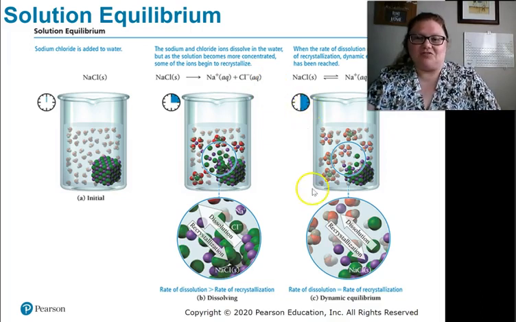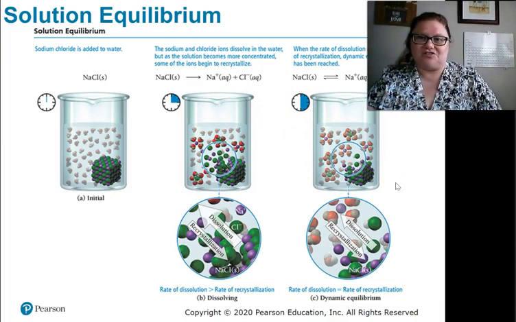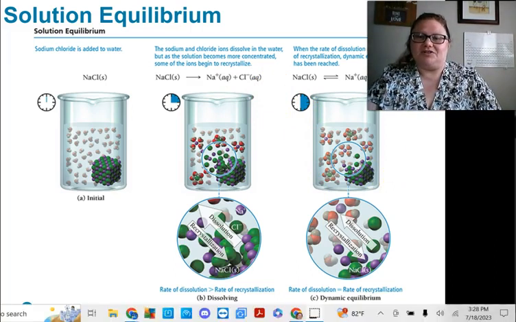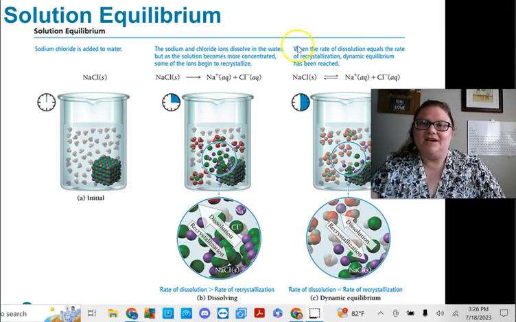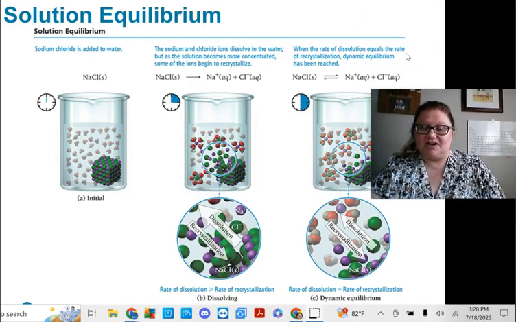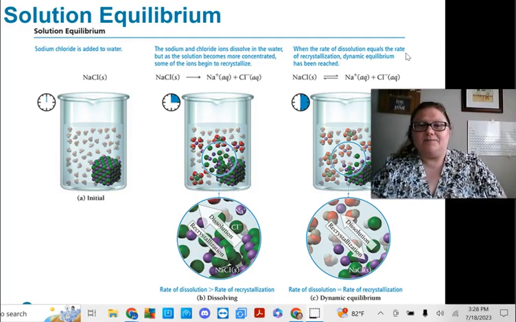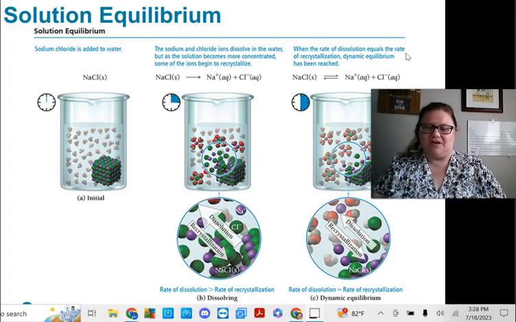Some more time goes by. Notice our original salt crystal is much, much smaller. And let me just pull my picture down so I'm not covering that. And so when we have the rate of dissolution equaling the rate of recrystallization, it's kind of going back and forth. Now, this is something that you're not going to really be able to witness. It's going to look as though it dissolves and then that's it.